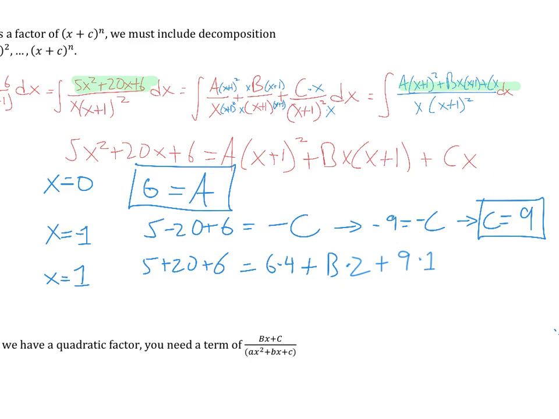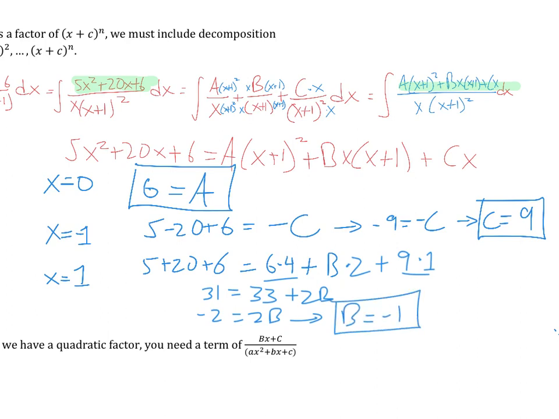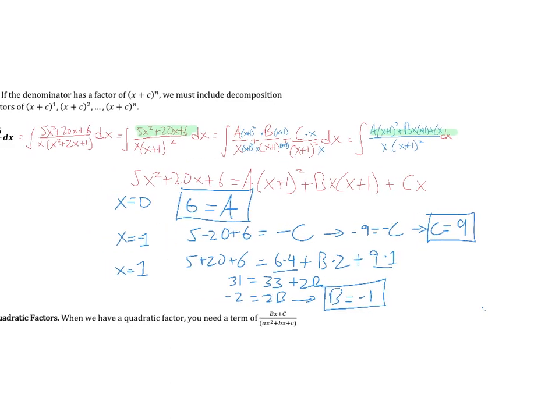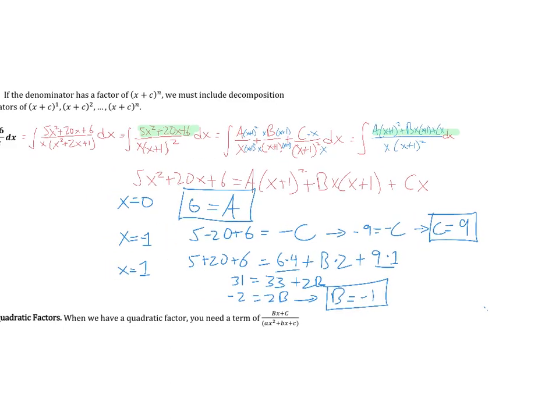So cleaning this all up, we get 31. 24 and 9 is 33. Subtract 33 from both sides. -2 equals 2b. And that means divide by 2. b equals -1. All right, we found all the good stuff. We got a, we got b, we got c. So we can now go ahead and write out our fraction.